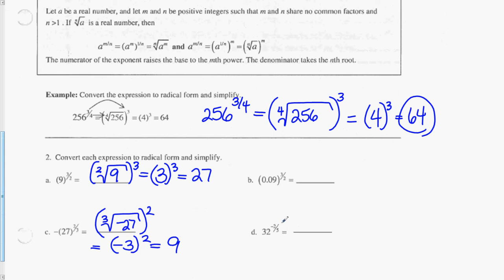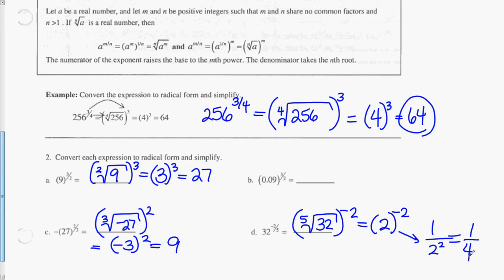I don't think you're going to have any decimals really, so I'm going to skip that decimal. I'm going to go down here to 32 to the negative 2/5. That would be the 5th root of 32 to the negative 2 power. Well, the 5th root of 32 is going to be a 2 to the negative 2. And remember what I set up at the top, you can't leave your answer with a negative exponent. You take those to the denominator of a fraction, and then the exponent can become positive. If you move everything to the denominator, you have a 1 on top. So then that reduces to 1/4.